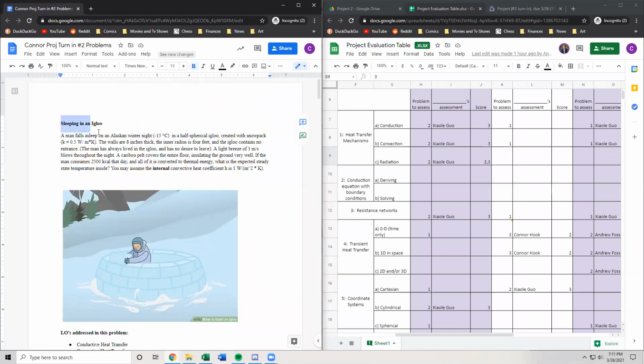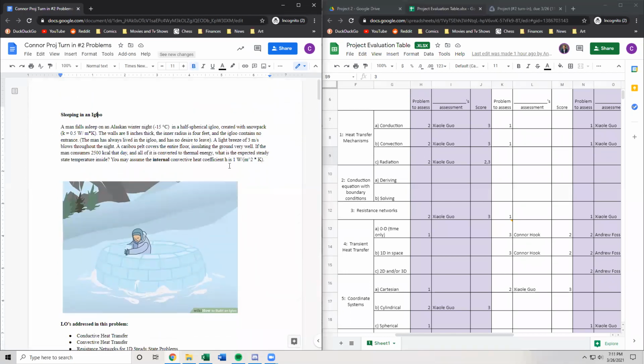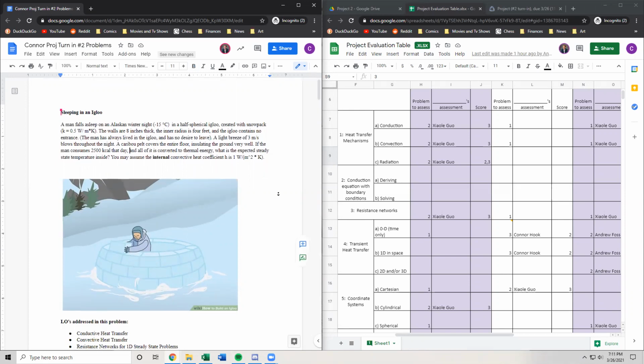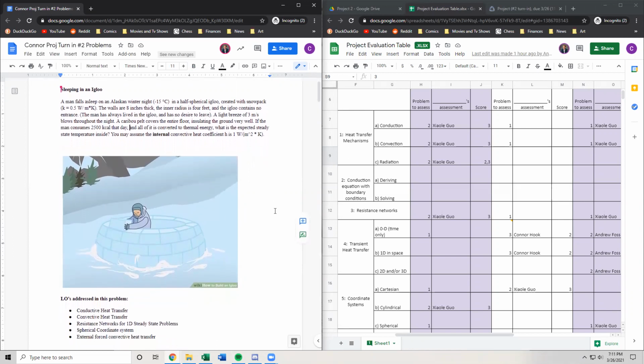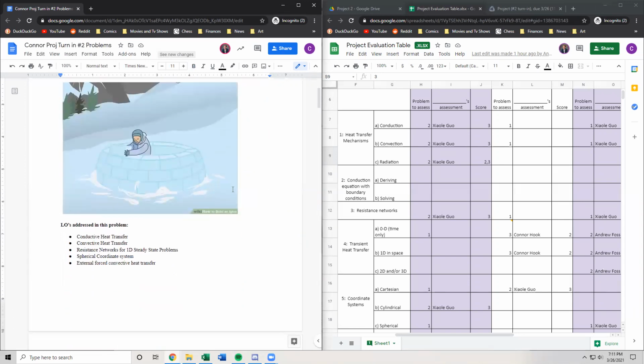So the first problem is called sleeping in an igloo. Basically, the internal convective heat coefficient is known, but the external heat coefficient is not. We just want to find what the internal temperature is inside the igloo. And also it's known that the floor is well insulated, and we know the outside temperature and things like that.